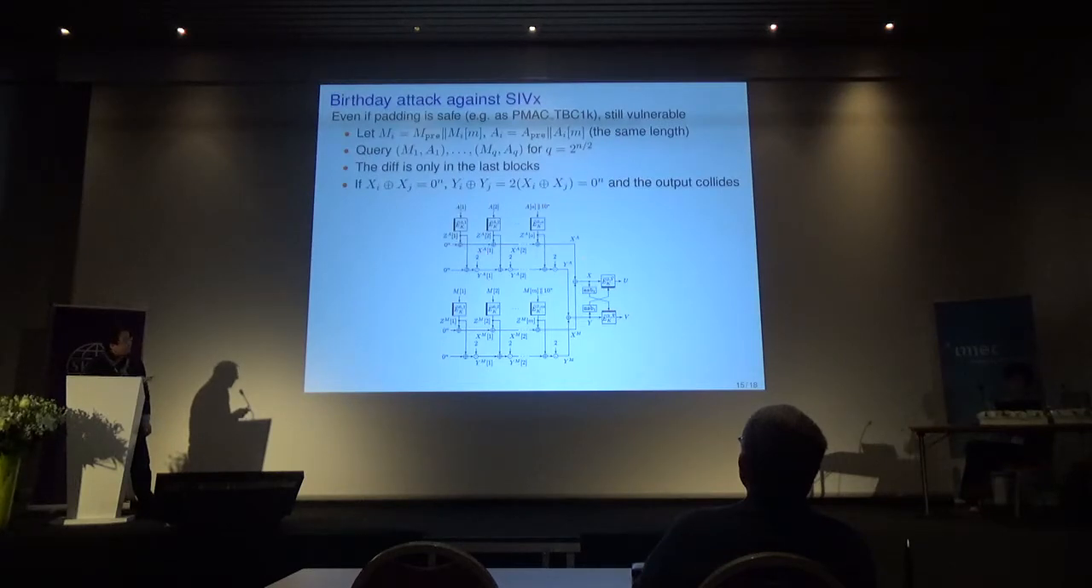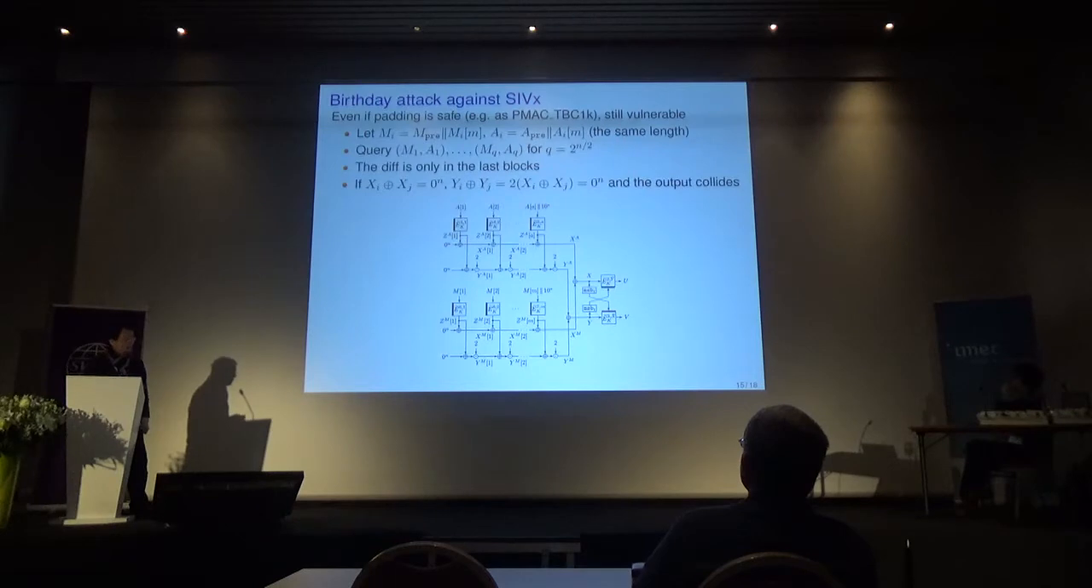First, we prepare a two-prefix for each message and associated data, and prepare the M_i and the A_i of the same length, and we change only the last block of the associated data and message, and query. Then the difference is only in the last block. That means that if the difference of the x value here equals 0, then the difference of the y value here will also be 0, meaning a collision. So in that case, we see the output collision.